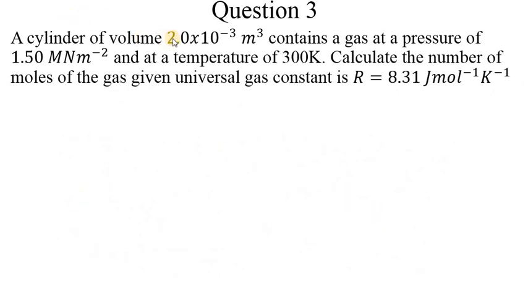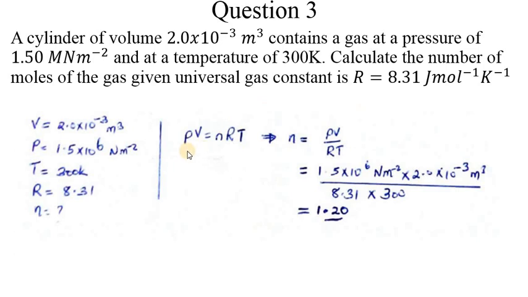Question 3. A cylinder of volume 2.0 times 10 raised to the power negative 3 cubic meters contains a gas at a pressure of 1.50 mega newtons per square meter and a temperature of 300 Kelvin. Calculate the number of moles of the gas, given the universal gas constant R is equal to 8.31 joules per mole per Kelvin. We are going to bring in the ideal gas equation.